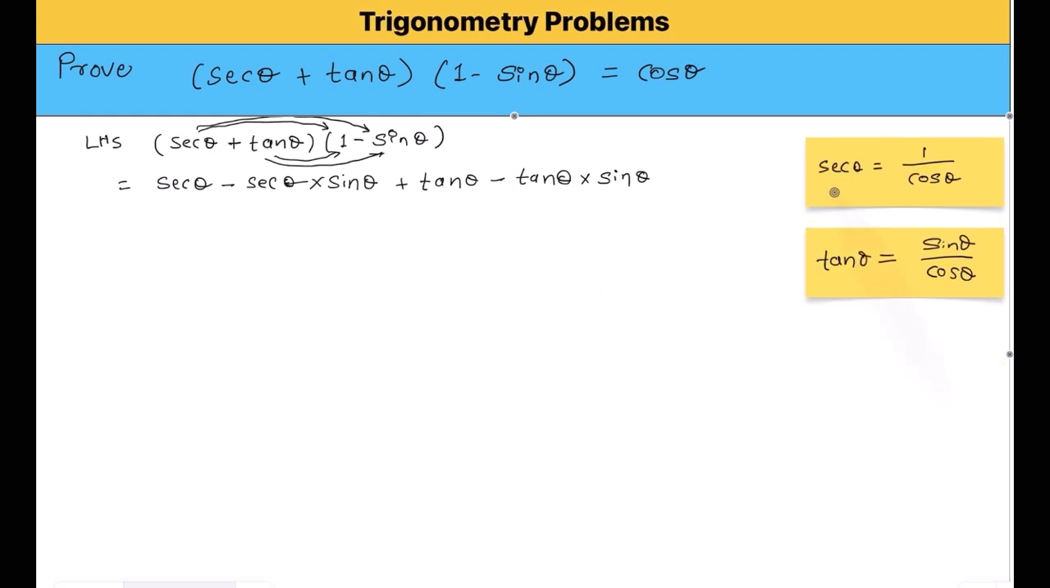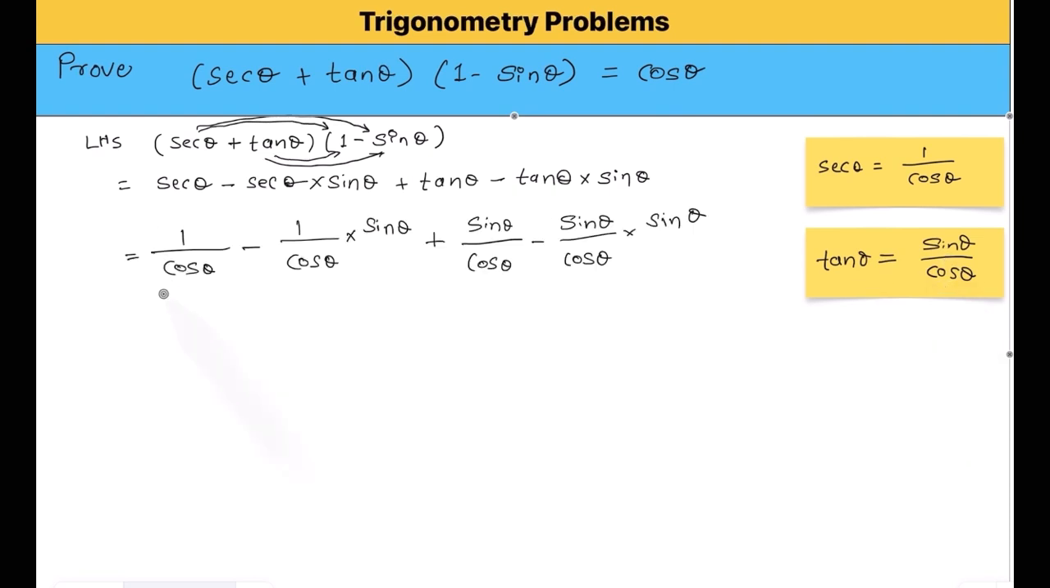We have already learned sec theta is equal to 1 upon cos theta and tan theta is equal to sin theta upon cos theta. Let's replace sec theta by 1 upon cos theta and tan theta by sin theta upon cos theta in this equation. We get 1 upon cos theta minus 1 upon cos theta into sin theta plus sin theta upon cos theta minus sin theta upon cos theta into sin theta. So these two sec theta got replaced by 1 upon cos theta and these two tan theta got replaced by sin theta upon cos theta.